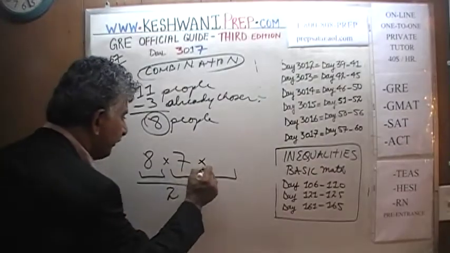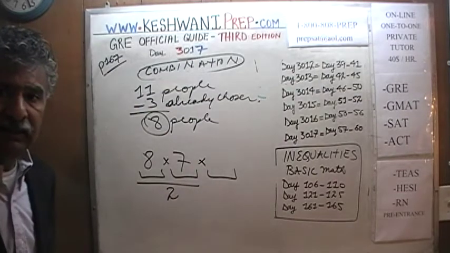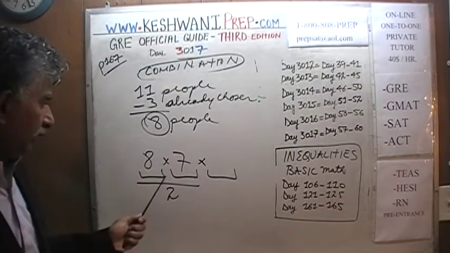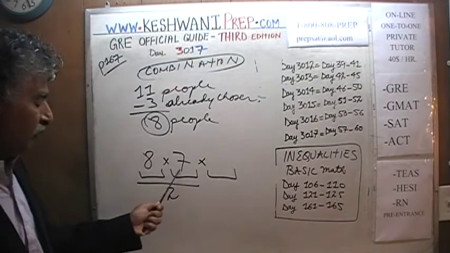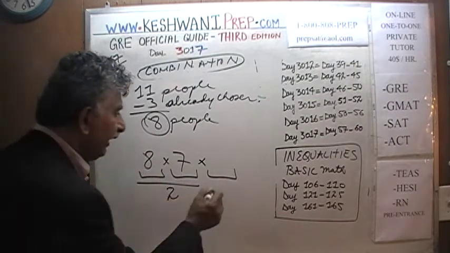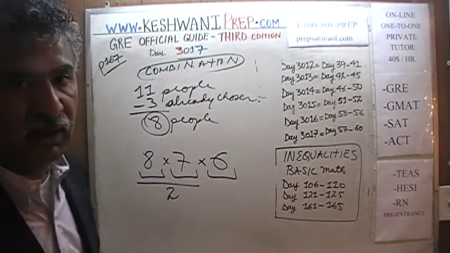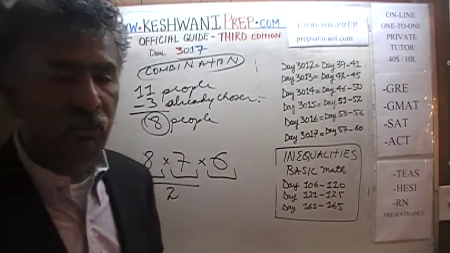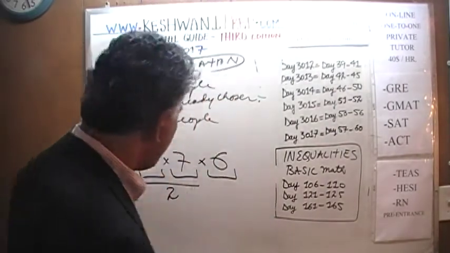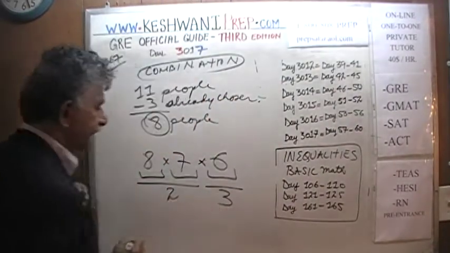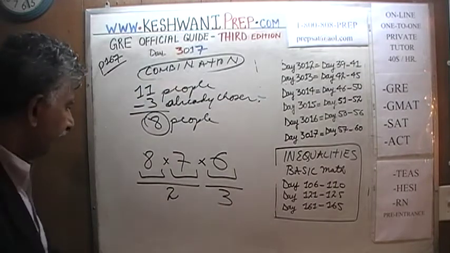After we have chosen a second person, how many different ways can I pick a third person? Well, there are only six people left. There were eight people. I have chosen one, chose a second person, there are only six people left, which means I have six choices to pick a third person. But as soon as you pick a third person, you're going to start triple counting. You have to account for that by dividing by three. That's it, we are done. That's your answer.